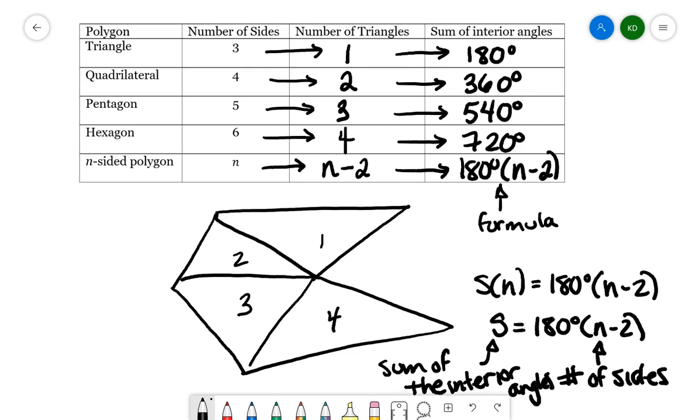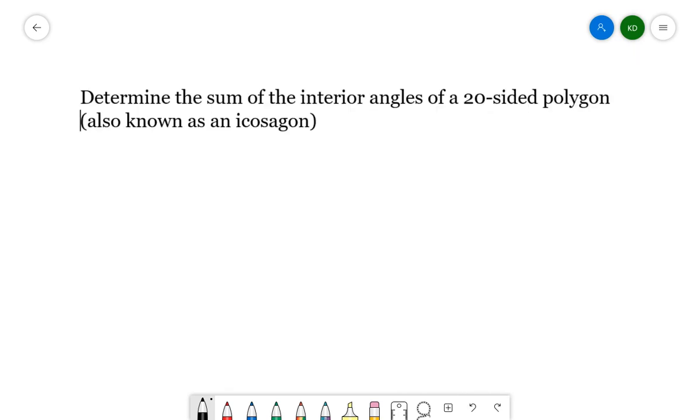Let's do a few examples using this formula. Determine the sum of the interior angles of a 20-sided polygon. This is also known as an icosagon. If you've never looked up the rules of how they name polygons, it's actually quite interesting.